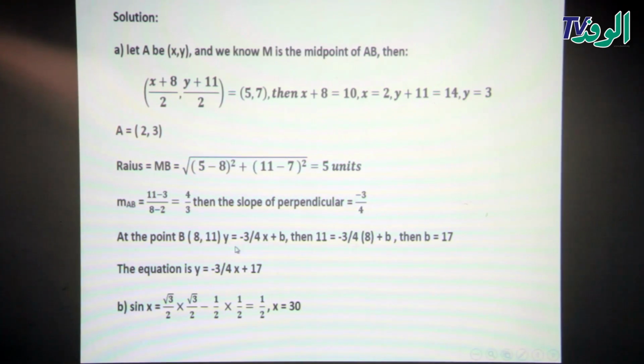So the equation will be y equal negative 3 over 4x plus b using the coordinates of b which is 8 and 11. Then replace y with 11 and x with 8 to evaluate and solve it for b. We can get b equal 17. Then the equation is y equal negative 3 over 4x plus 17.